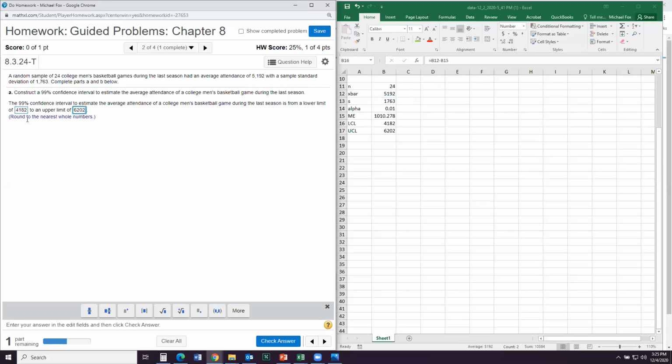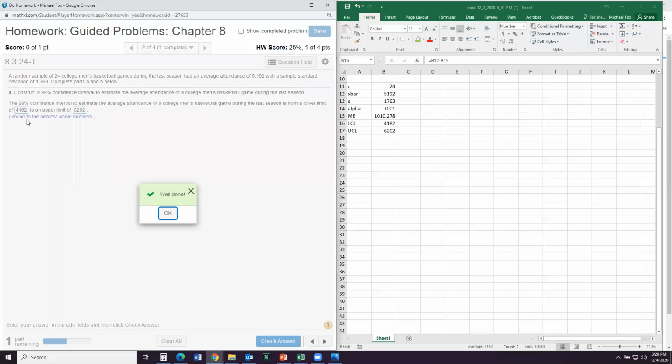So based on past experience, we are 99% confident that at our next game, we'll have an attendance somewhere between 4182 and 6202, unless of course there's some sort of confounding variable, right? Like we're playing our rival, so we're going to have way more people there, or we're playing on a holiday, so a lot of people are out of town, right? So that's just based on past experience.